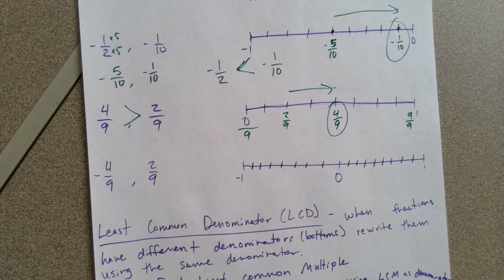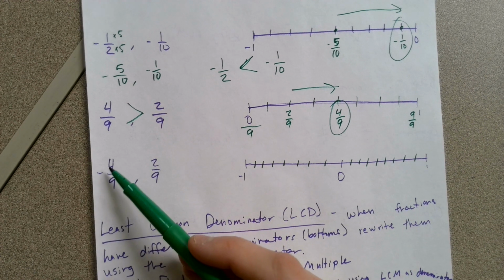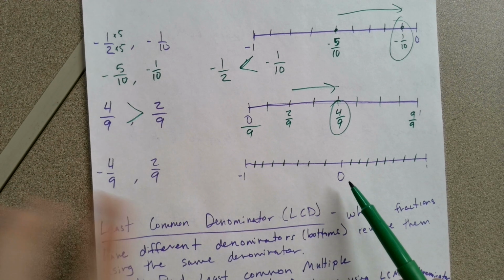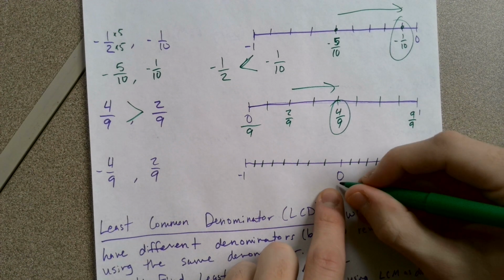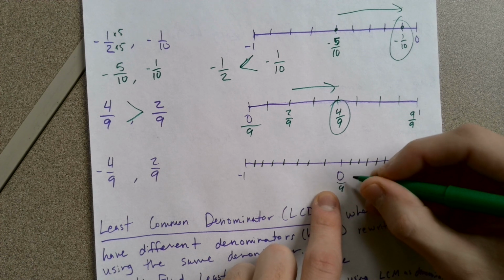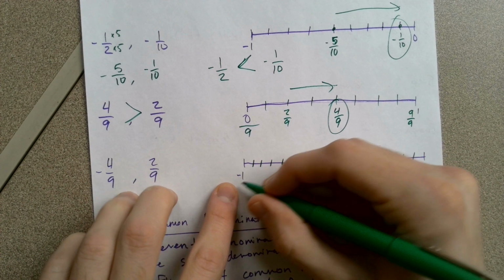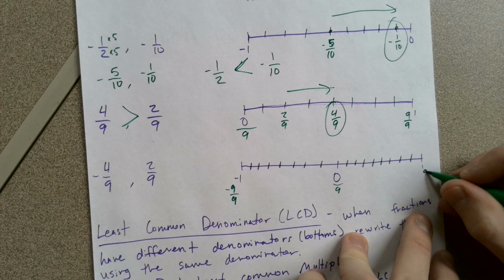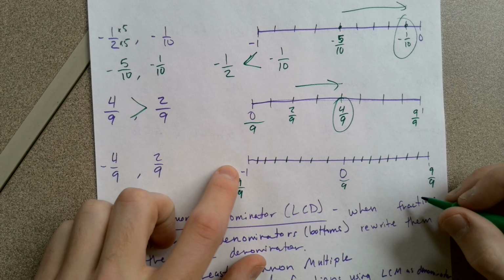Something like that. Now if I'm going to plot this one first, I know it's going to be between -1 and 0. So I'm going to start at 0, and I'm going to go back because I know this is going to be 0/9. This is going to be negative 9/9, because that's going to be the same as negative 1. This is going to be 9/9. Don't get those confused. This is not negative 1/9.